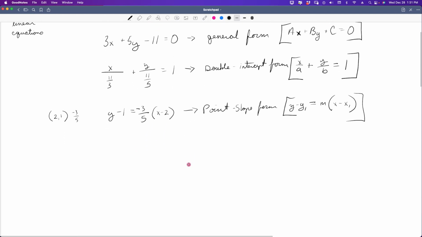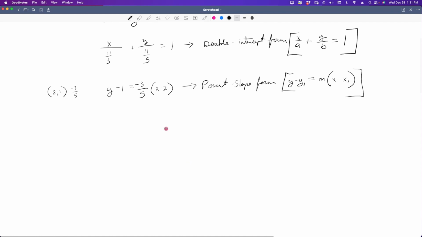All right, in order to do the next form, the next form is the 2-point form, and it's going to look like this. y minus 1 is equal to -2 minus 1 over 7 minus 2 times x minus, I'm sorry, that should be 2, not 5, x minus 2. And that is the 2-point form.